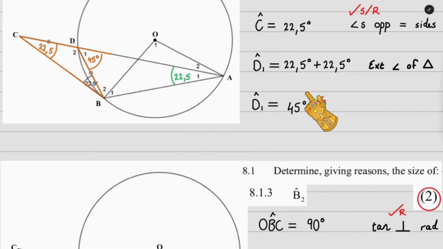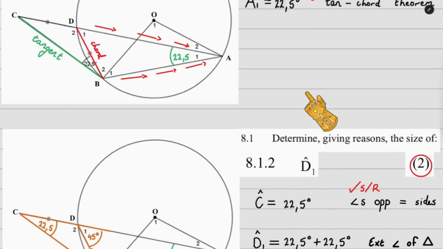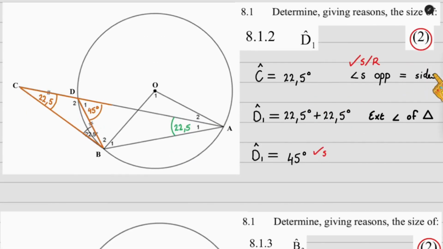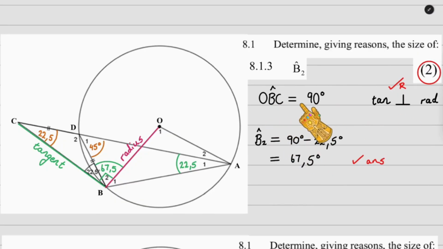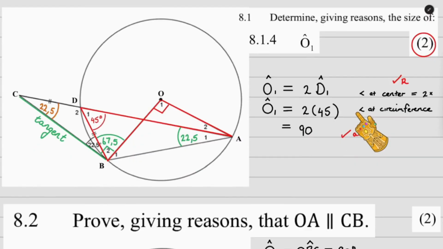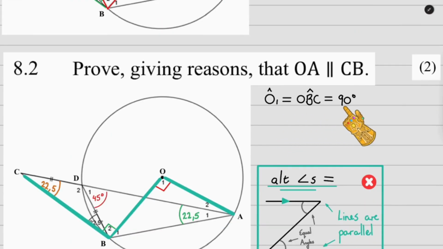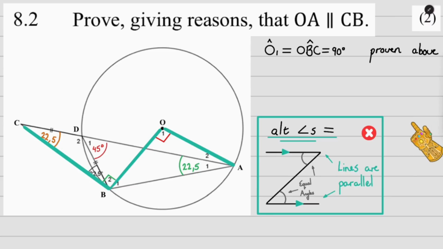And for 8.1.3, we proved that OBC was 90 because of tan perpendicular to rad. So we've proved this above. So what we put down as our reason for this statement is proven above. And now we can jump to our conclusion that OA is parallel to CB. And our reason for knowing they are parallel is the alternate angles are equal. So we put this as our reason over there.